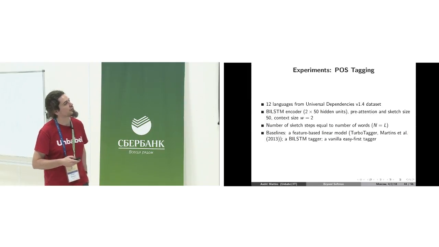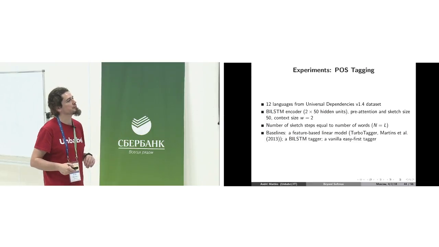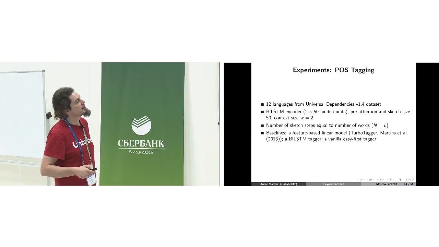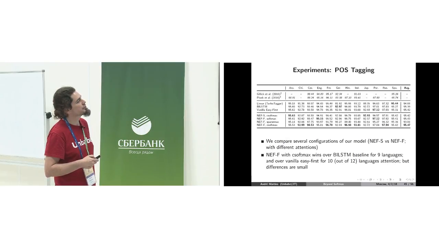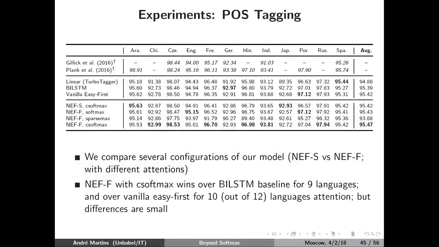There are a lot of numbers here, but if you look at the final averages, these are different configurations for the neural easy first. The one I talked about is basically the last row, so we can ignore the others. We got slightly higher scores by using constrained softmax than by using, for example, the BiLSTM tagger or the vanilla easy first tagger, but the difference was not huge. So this is not a huge win. Apparently, we got better results for almost all languages we tried, but the final difference is pretty small. And of course, all these models are doing better than the linear tagger.